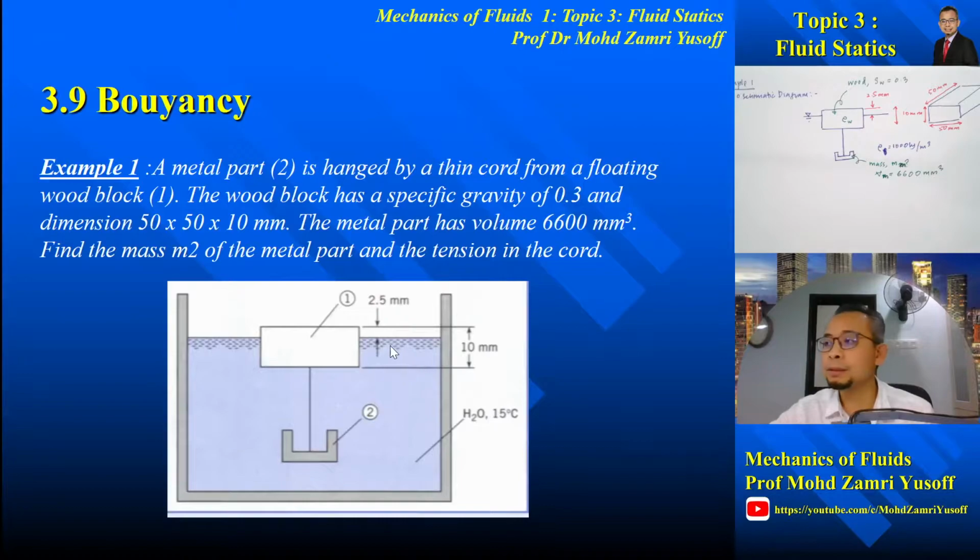So it's 300. And the dimensions of the wood are 50 by 50 by 10 millimeter, and part of the wood is underwater. The metal part has a volume of 6600 millimeter cube. We are asked to find the mass of the metal M2 and the tension in the cord.